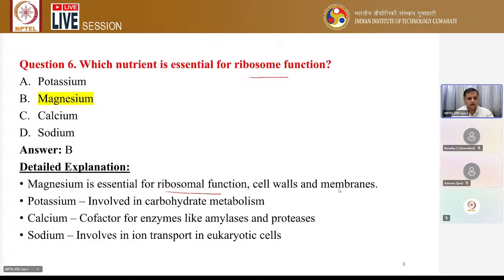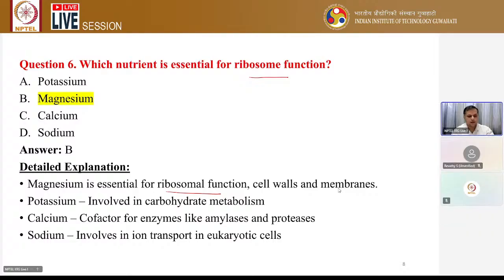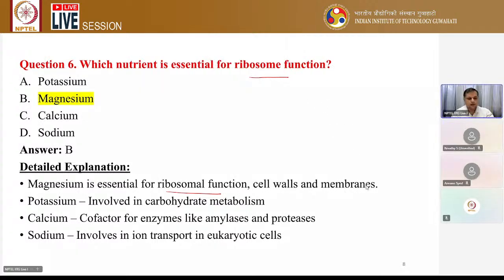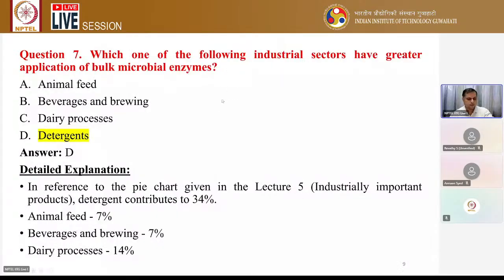Question 7: which one of the following industrial sectors has greater application of bulk microbial enzymes? We discussed this. In fact, one graph was also provided to see the distribution of enzyme application, and it was the detergent sector which utilizes 34% of microbial enzymes. This is next followed by the dairy processes.